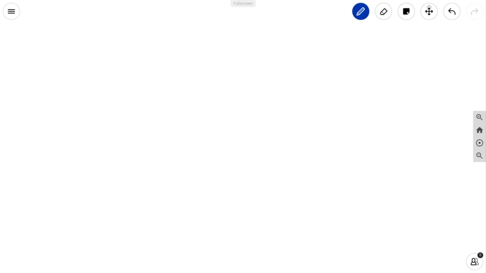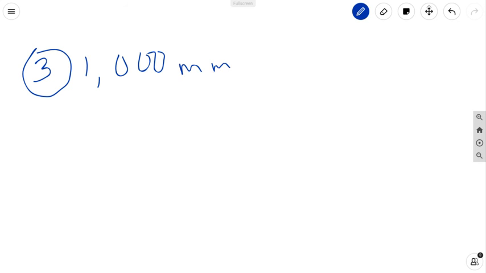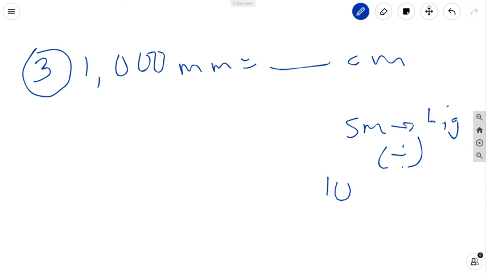All right, a little bit harder. Let's go for 1,000 millimeters equals how many centimeters? Now, this one is not a direct conversion that we normally use, but I'll let you know. We're going from small to big because millimeters is smaller than centimeters. So that means we're going to divide. There are 10 millimeters in every centimeter. Now, we don't see it often, but that's the case.